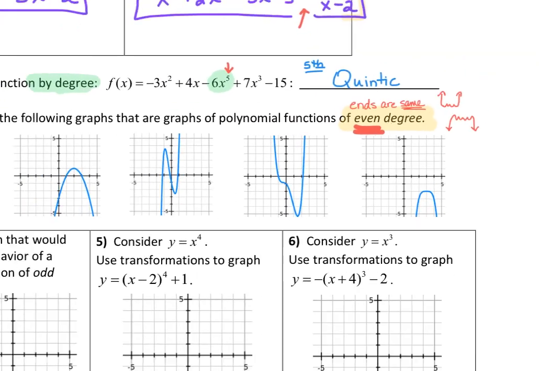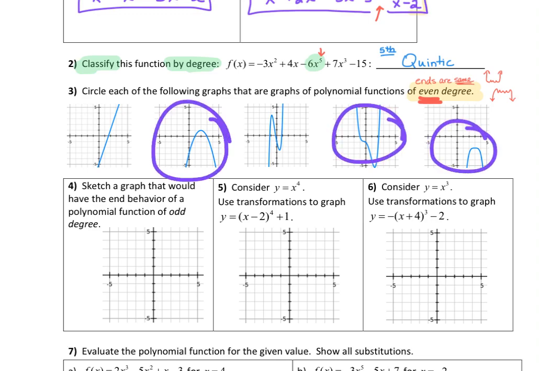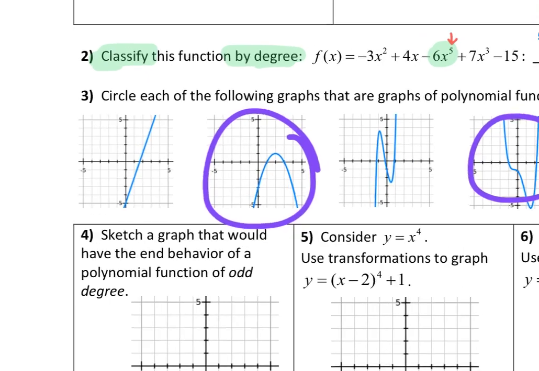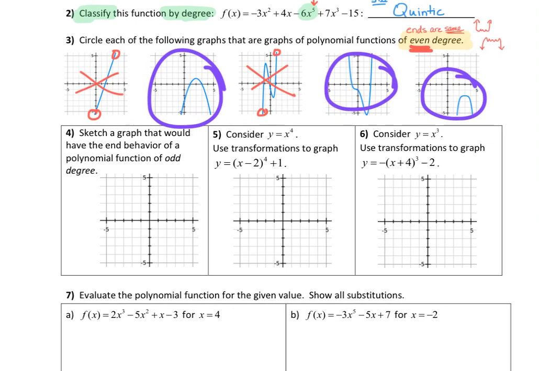And so of all of these function graphs here, the ones that are both up or both down are here and here and here. And these other two I didn't circle. This end is down, this end is up, this end is down, this end is up, so neither of those can be it. Those are the three that have both ends up or both ends down, so they would be polynomials of even degree.